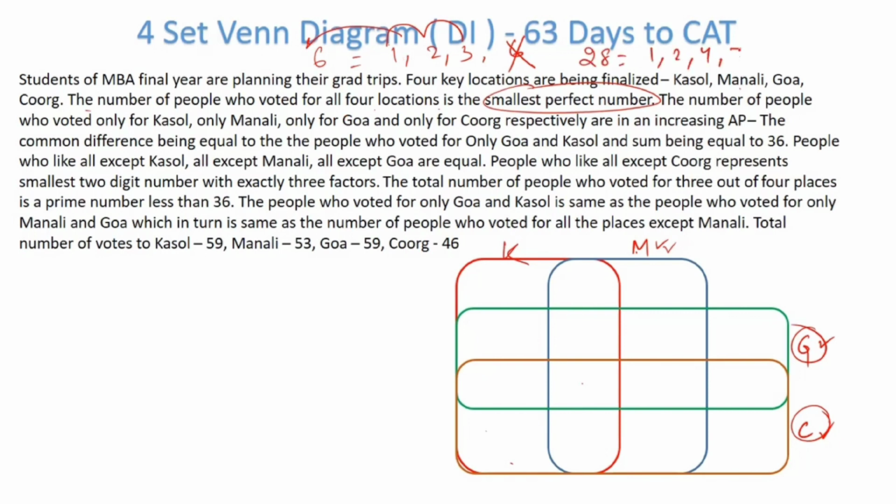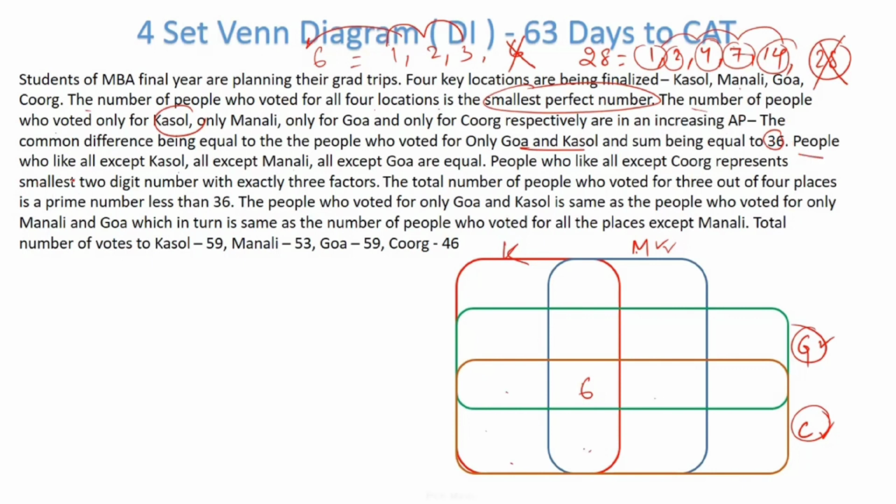So 1, 2, 4, 7, 14, right? So these are the divisors or factors of this number. So if we don't consider the number itself and add up the rest of the factors, so 14 plus 7, 21, plus 4, 25, plus 3, 28, right? Such numbers are called perfect numbers. So here the number of people who voted for all the 4 locations is the smallest perfect number. So this is 6. The number of people who voted for only Kasol, only Manali, only Goa, only Coorg are in an increasing AP. The common difference being equal to the number of people who voted for only Goa and Kasol, and the sum being equal to 36. Let's park it for now.